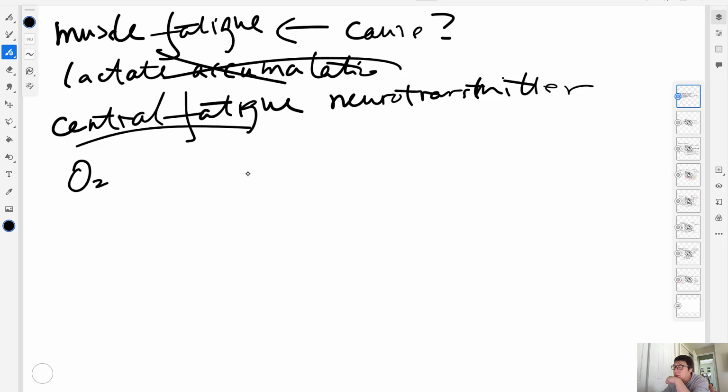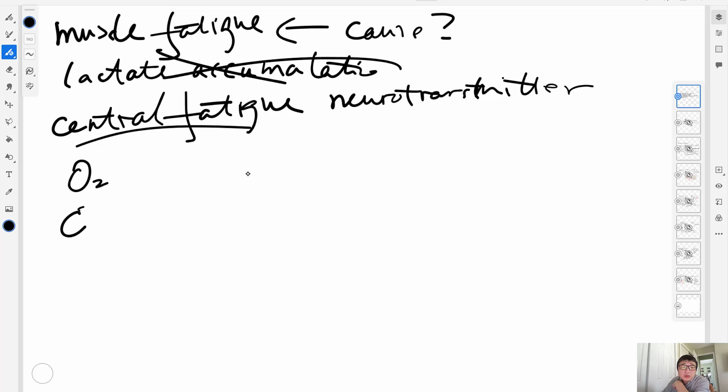What if there's no oxygen supply? This hypothesis also cannot explain everything, because even though we control our muscle activity at a very low rate and make sure the muscle has a full oxygen supply, fatigue still happens. So why does it happen?